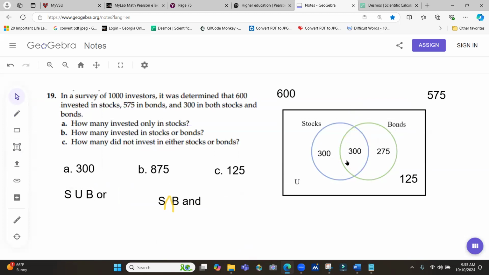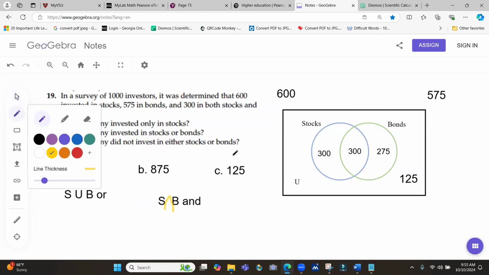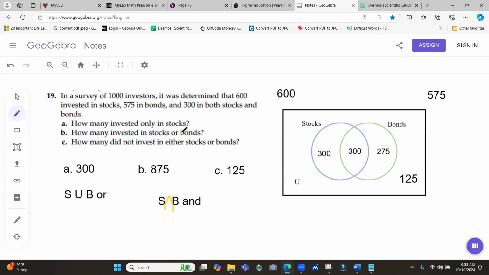Let me try to explain it to you one more way. Just think of the word or as if it's just an English word, okay? Would you agree that all these people invested in stocks? Yeah. And would you also agree that these invested in bonds? So it's this or this. So you have to include all the people who are invested in stocks, and all the people who are invested in bonds. You don't count anybody twice.